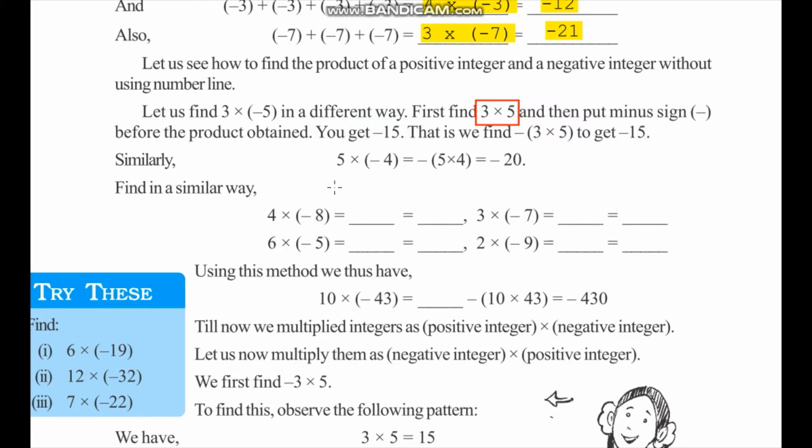Similarly, if we do it for the other example, if we want to find 5 times minus 4, what we need to do is first find 5 times 4, then add the minus sign. So this is minus 20. Exactly like these examples, we have some more examples that we can solve. So what we need to do is first we need to find the product of 4 and 8. Next we need to add the minus sign.